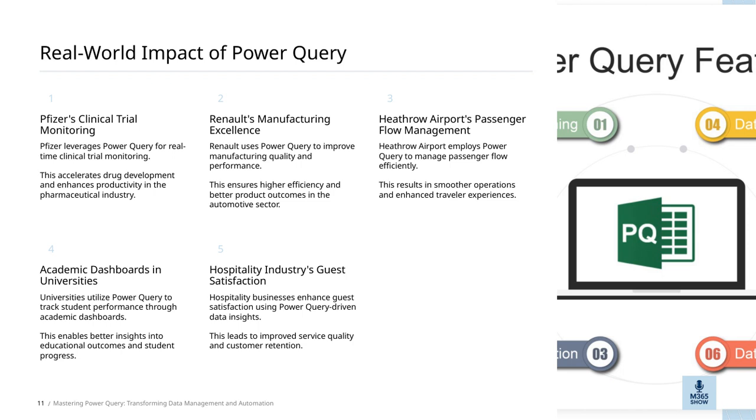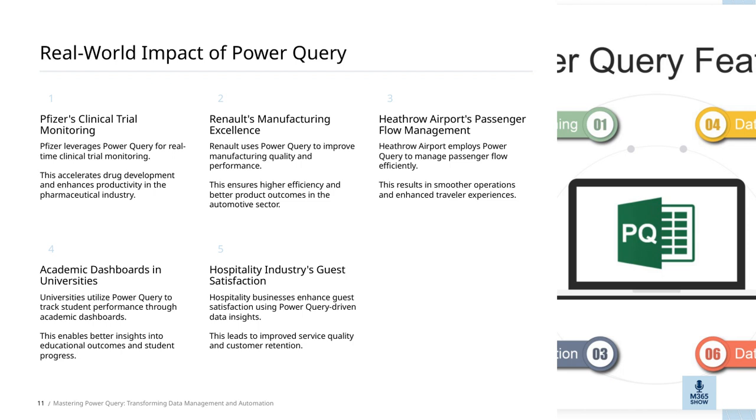At Heathrow Airport, Power Query is being used to manage passenger flow more efficiently. This results in smoother operations and a better experience for travelers, reducing wait times and congestion. In manufacturing, Renault is applying Power Query to improve the quality and performance of their vehicles. This leads to higher efficiency and better product outcomes, which is vital in a competitive automotive market.